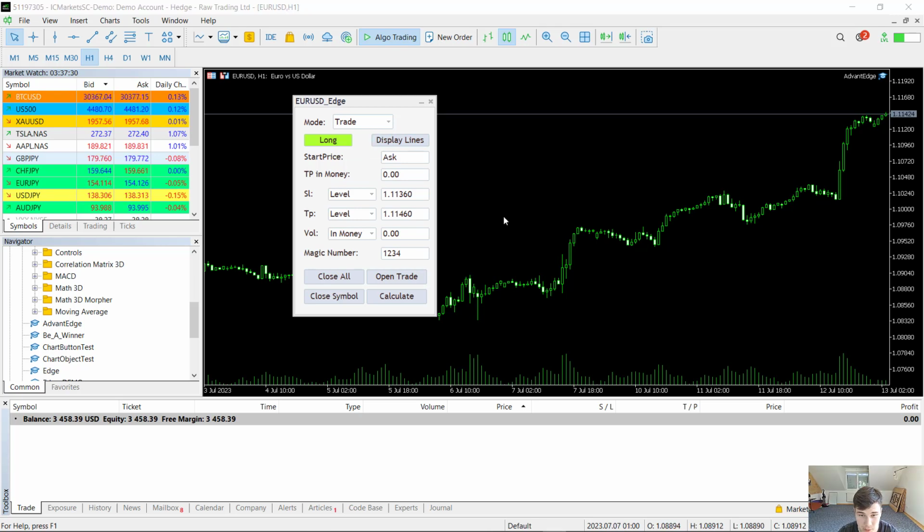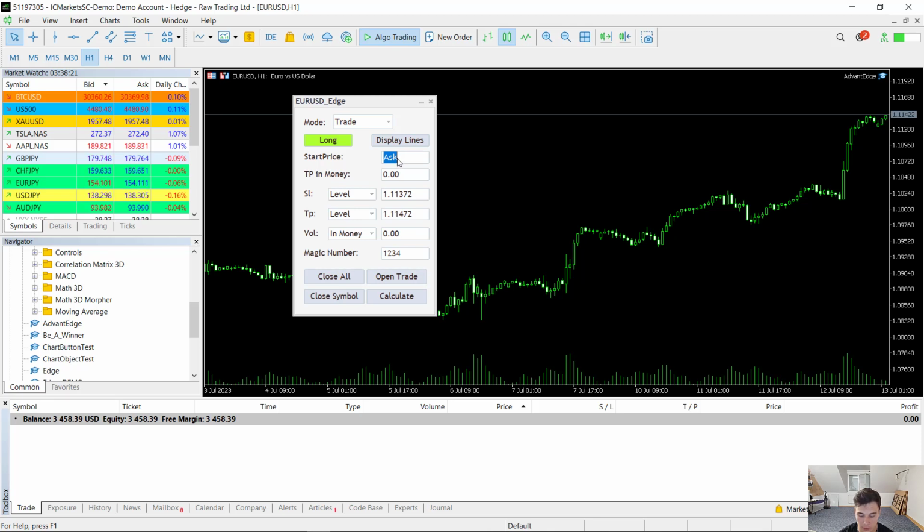Now this mode helps you with taking trades and placing orders. First, you can select the direction right here. So you can select whether you want to go short or whether you want to go long. There is a start price, stop loss, take profit and a volume parameter. These parameters are a must-have for taking a trade.